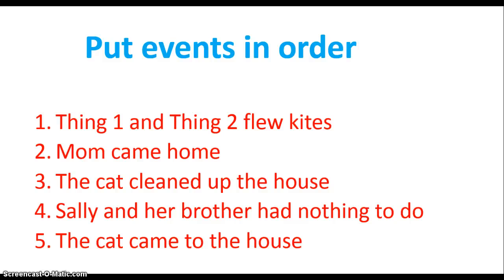I have first Sally and her brother had nothing to do. Then the cat came to their house. Then the cat and everyone cleaned the house. Thing 1 and 2 flew kites, and then the mom got home. That was very close, but there are 2 events out of order. Does anyone else want to give it a try? I think it was Sally, and her brother had nothing to do. Then the cat came over. Then Thing 1 and 2 flew their kites. Then they cleaned up, and their mom came home. Very good, that was in perfect order.